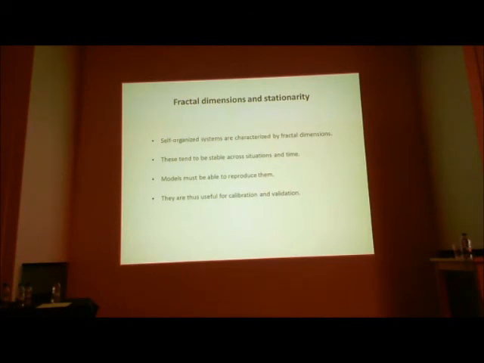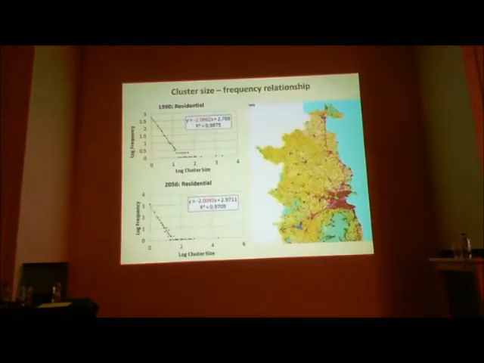But our models need to reproduce them, and if the model can't, then there's something wrong with the calibration for the model. So here's an example of that. A cluster size frequency diagram, where we have the log of cluster size on the x-axis and the log of how many times a cluster of that size occurs in our simulated map. Now here, I didn't show you the map for the actual land use in 1990, this is a double region. But this is the map for 2056 generated by the simulation model, and there's the cluster size frequency diagram. And you can see it remains linear, this calibration of this model, and the slope in fact remains almost constant. So this is a test that this model has passed.